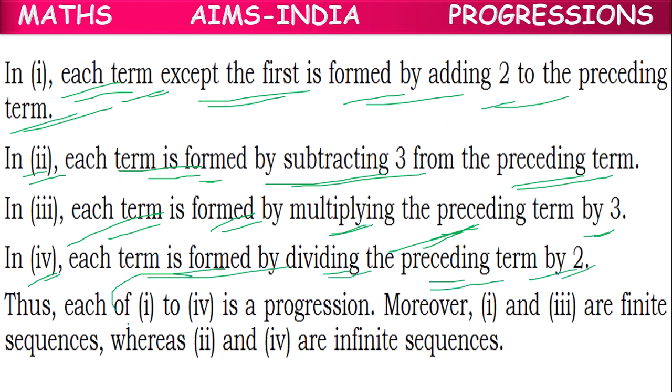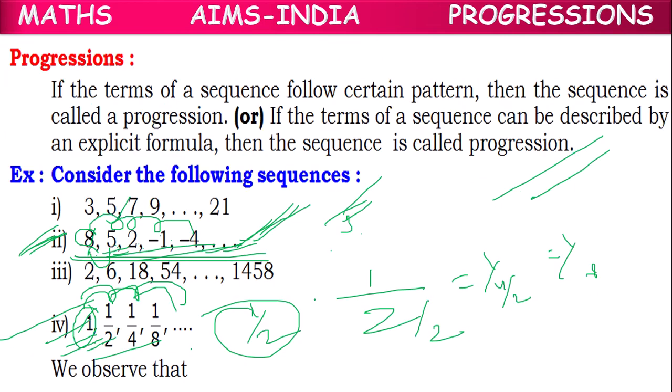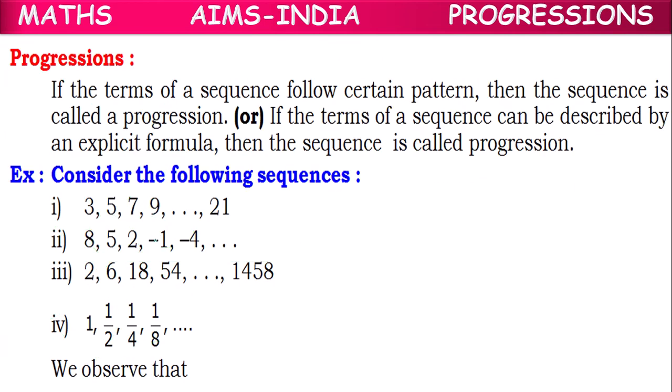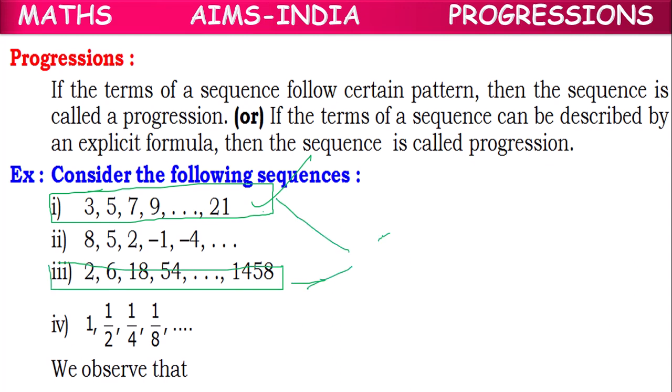So from 1 to 4, whatever examples are given, all are progressions. In these, as there is an ending element, a last element, this is a finite progression. Here also an ending element is there. Number of elements are limited. So these two are considered as finite, meaning number of terms are limited.